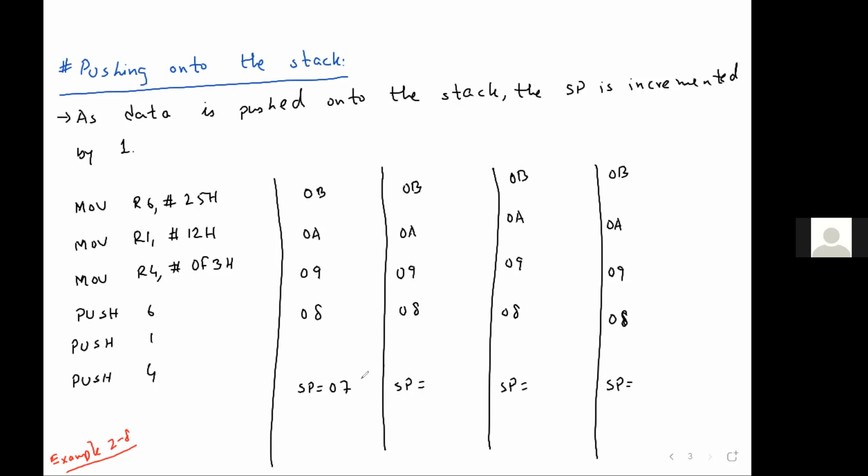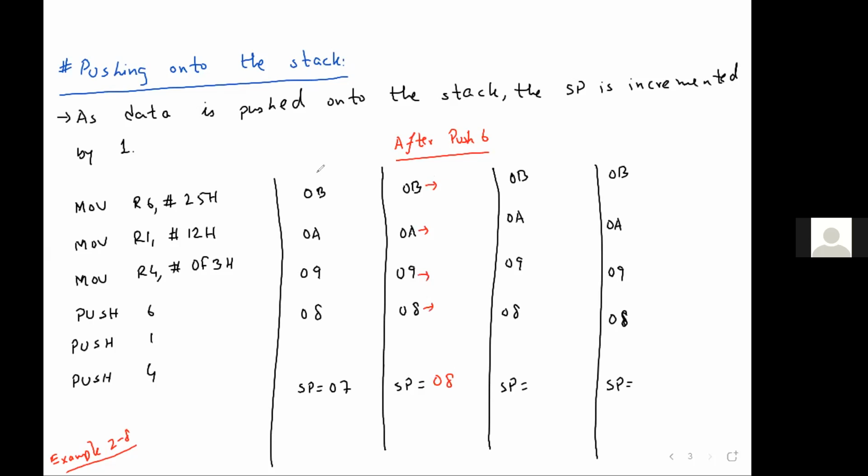So this is the starting point. When we have just initialized, the stack pointer is 07. When we start, your stack pointer is automatically at 07. So this is your initial condition. Say this is the condition after push 6. After push 6, tell me what will be the value of stack pointer? Sir, 08. Okay, right, 08, and these are definitely your addresses, right?